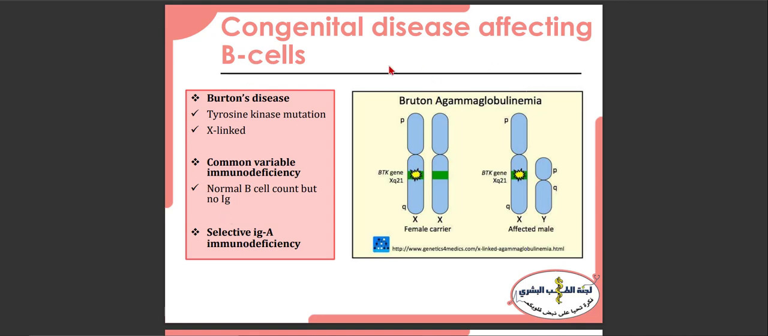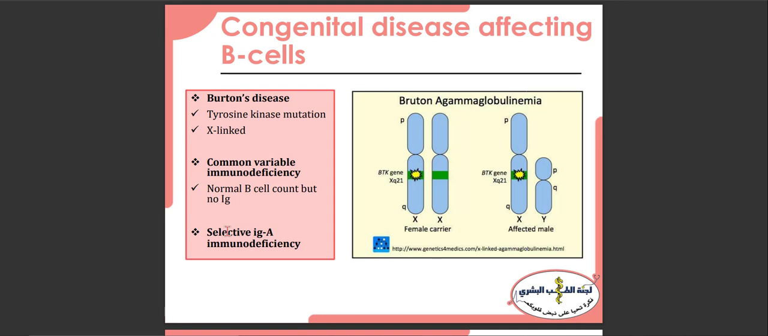The second entity of congenital disease affecting the B cells is the common variable immunodeficiency. We have normal B cell count, but no antibodies. This entity is related to getting infections in the ears, the sinuses, and the respiratory system as well. The third entity, which is selective IgA immunodeficiency, is a genetic immunodeficiency, of course. It is a type of hypogammaglobulinemia. Those patients lack immunoglobulin A, which protects against infections of mucous membranes lining the mouth, the airways, and the digestive tract.